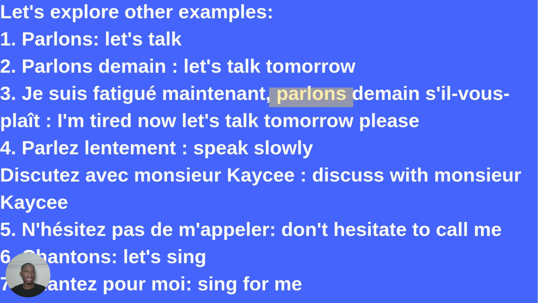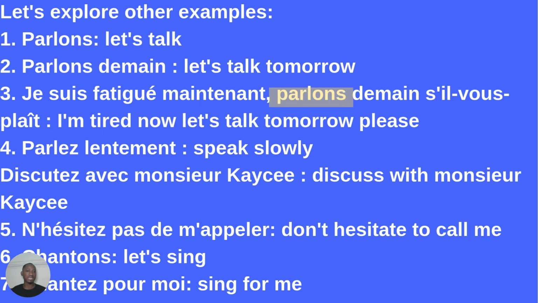All right, so let's explore other examples. You can say parlons, like let's talk. Parlons, let's talk. All right, because it's supposed to be nous parlons, which is we talk. So you just take away the we and you say what? Parlons, let's talk. Parlons demain, like let's talk tomorrow. You can tell somebody, je suis fatigué, I'm tired. Parlons demain, s'il vous plaît. Let's talk tomorrow. Parlons demain. Let's talk tomorrow. Just like the example there, je suis fatigué, parlons demain, s'il vous plaît. I'm tired, please, let's talk tomorrow.